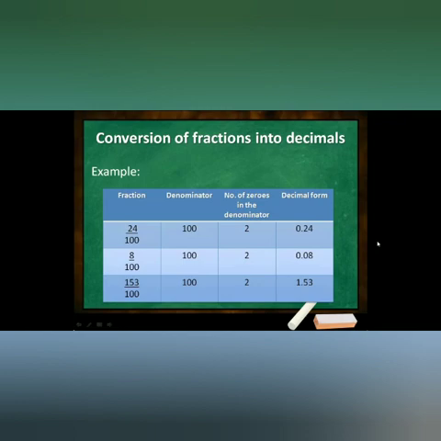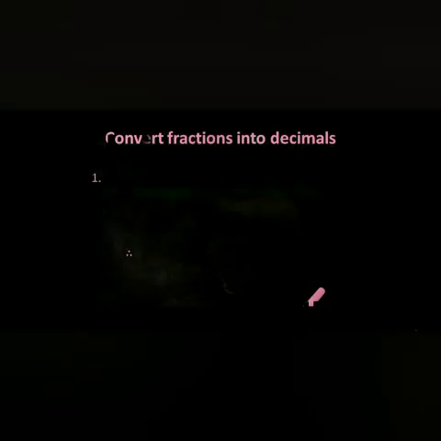Now 153 upon 100. So the numerator is 153, denominator is 100. So here the number of 0s is 2. So from the right side you are going to count the number of digits, that is 5 and 3, it makes 2 digits. You will make it as 1.53.